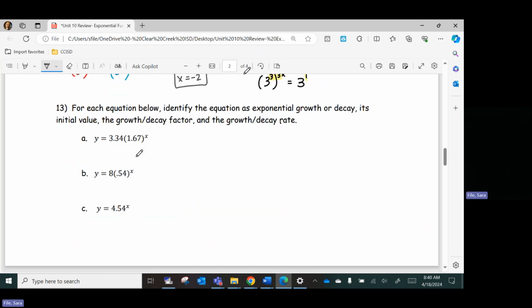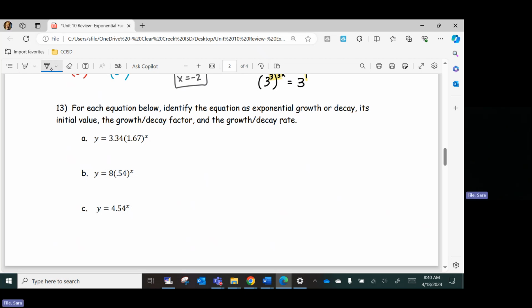All right, on 13, it says for each equation below, identify the equation as exponential growth or decay. Identify its initial value, the growth or decay factor, and the growth or decay rate. Okay, so we need a vocab review right here because a lot of that sounds familiar.